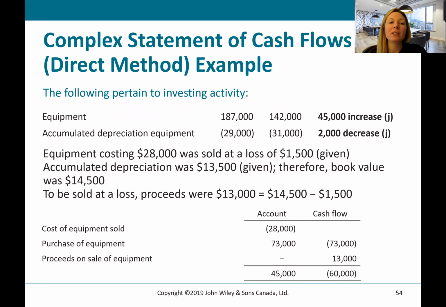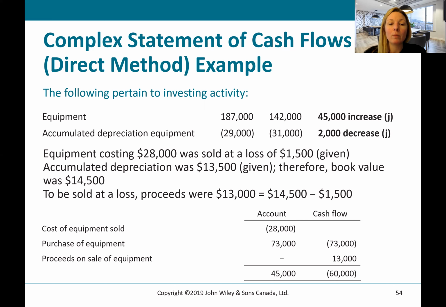Okay, the following pertain to investing activity. So we had equipment and accumulated depreciation, and we can see the change in each of those accounts. Equipment costing 28,000 was sold at a loss of 1,500, and accumulated depreciation was 13,500. Therefore, the book value was 14,500.